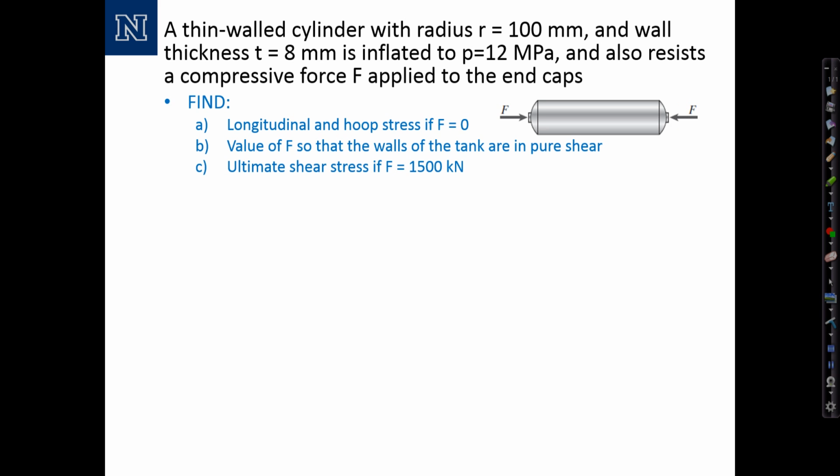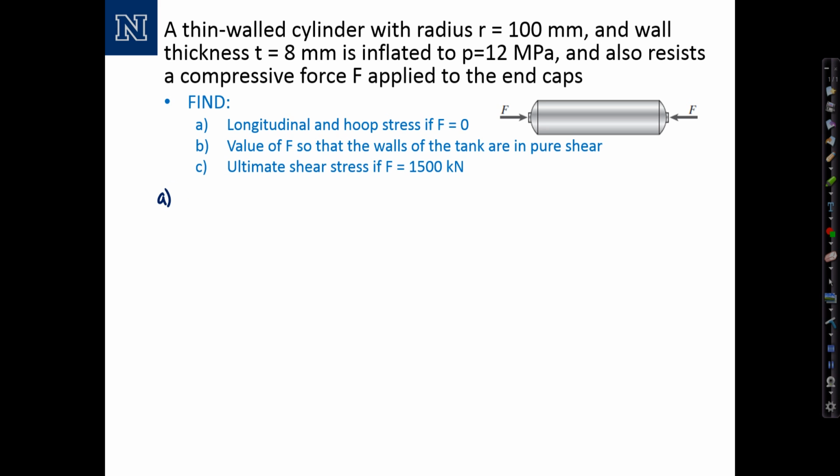We're asked to find the longitudinal and hoop stress if F equals 0. Part B, the value of F so that the walls of the tank are in pure shear, and C, the ultimate shear stress if F is equal to 1500 kilonewtons. So let's just approach this problem one step at a time. The first part is fairly straightforward.